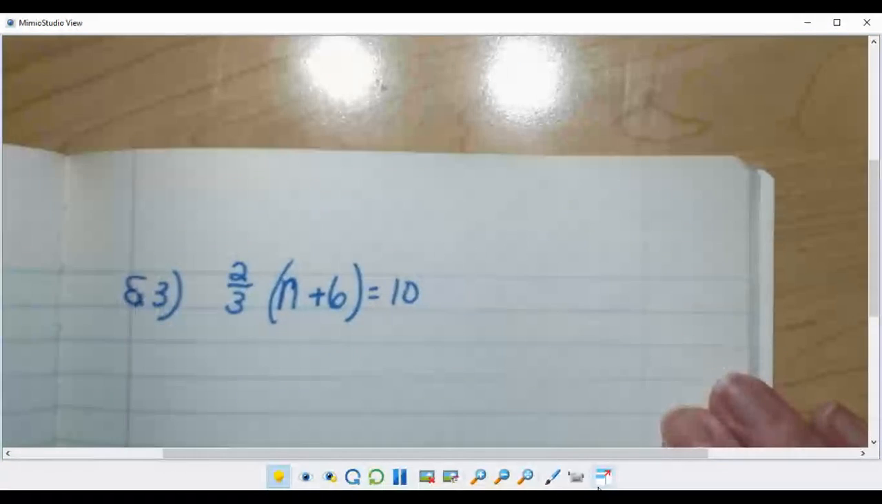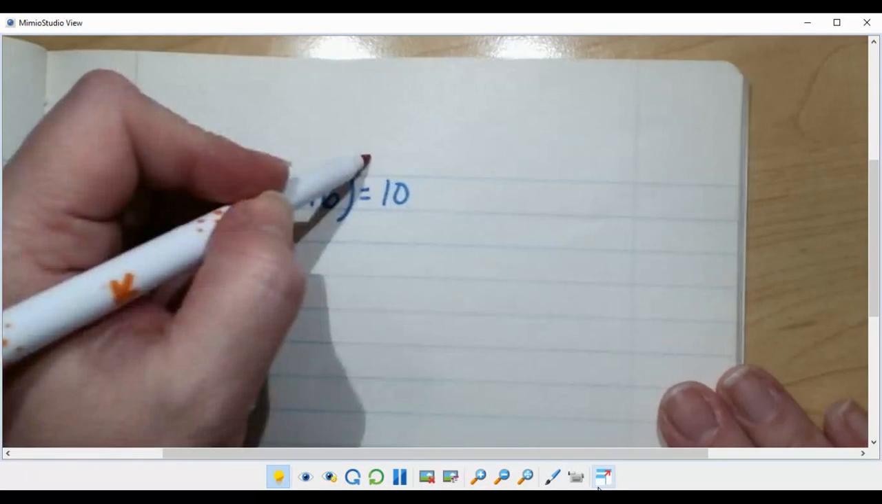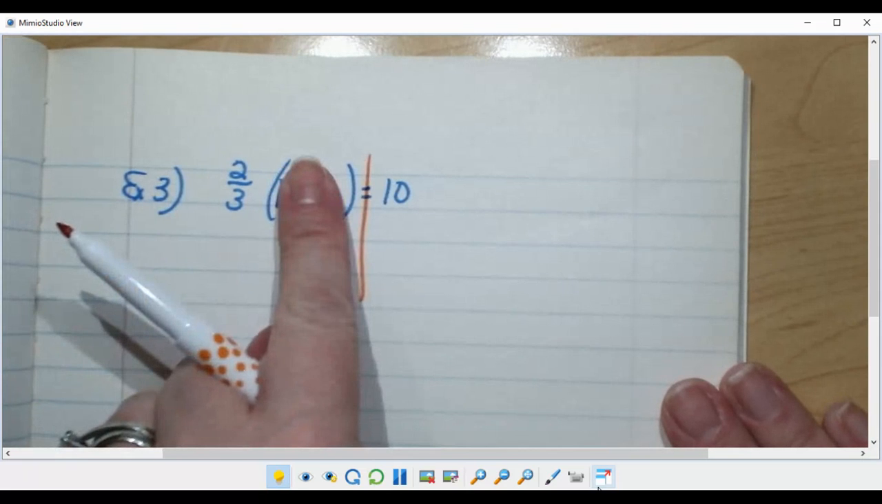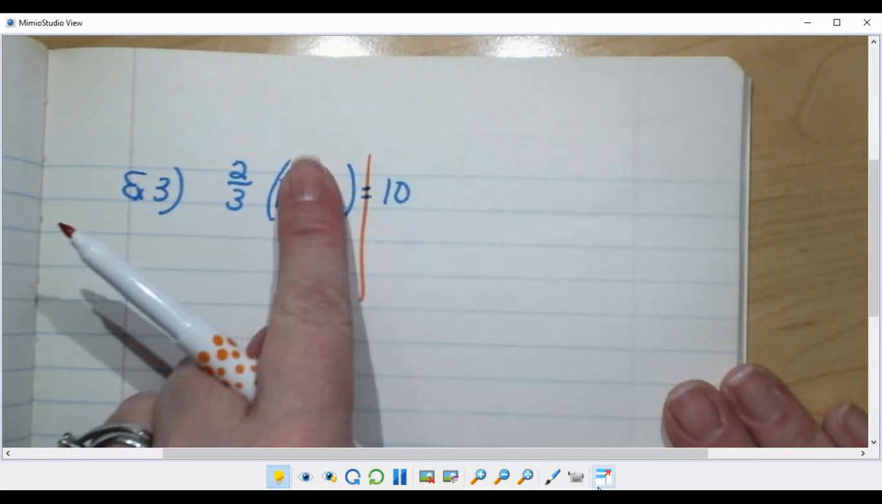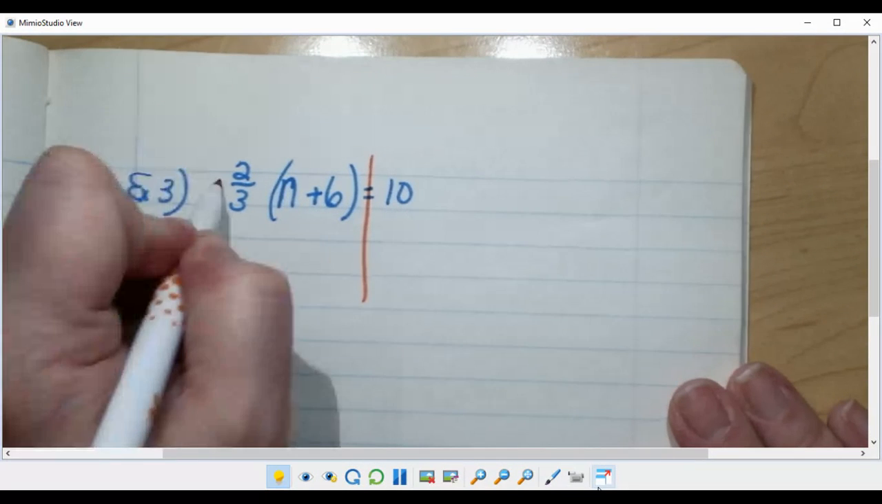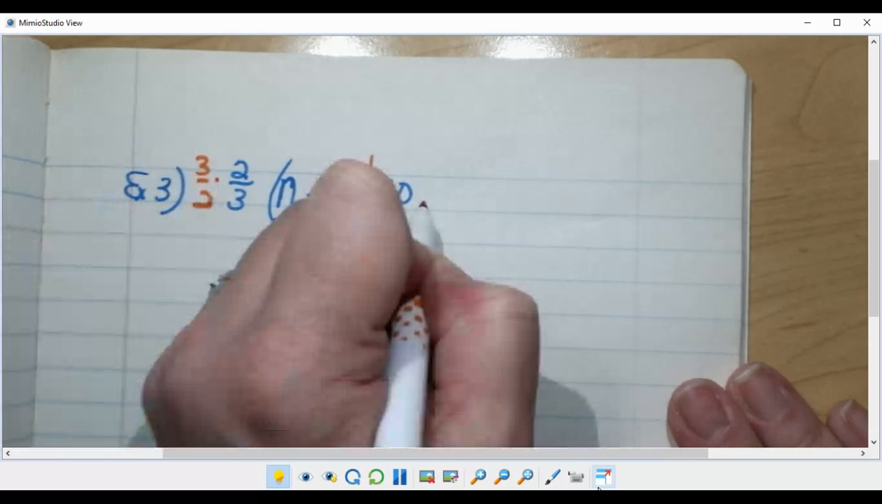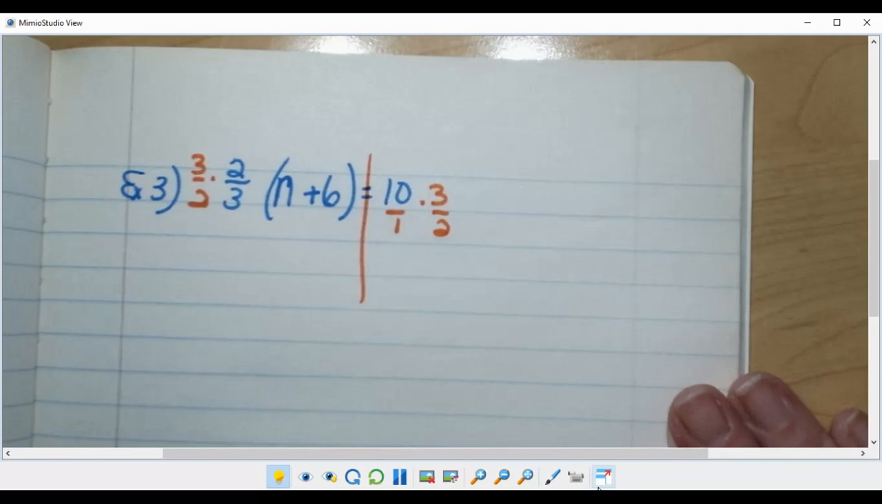All right, I got two more questions for you, two more examples. This one has a fraction. Nothing changes. We're still going to do the same steps. I've got 2/3 times stuff. So I'm going to divide by 2/3. But ew, dividing by fractions? No, thank you. What can I do instead of dividing? I can multiply by the reciprocal. So I'll multiply by 3/2.